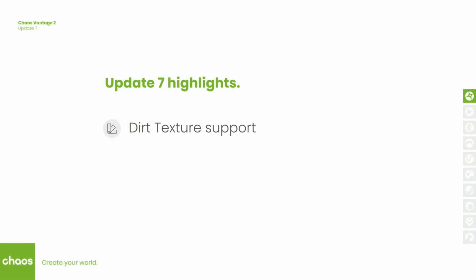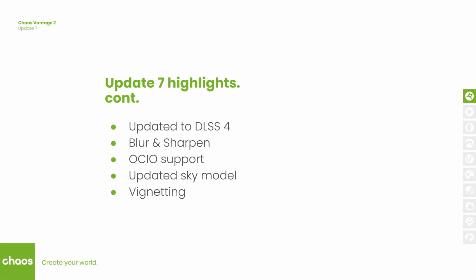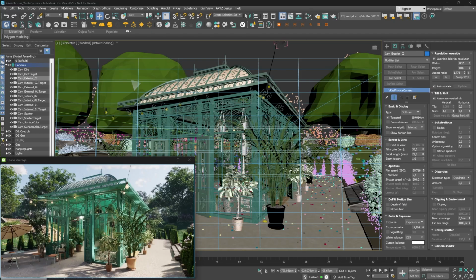We added support for the highly requested Viri dirt texture. We added updates for the Chaos scatter. We also added support for lens distortion, optical vignette, also known as cat's eye bokeh. We updated DLSS to version 4. We added blur and sharpen, OCIO support, and many other features.